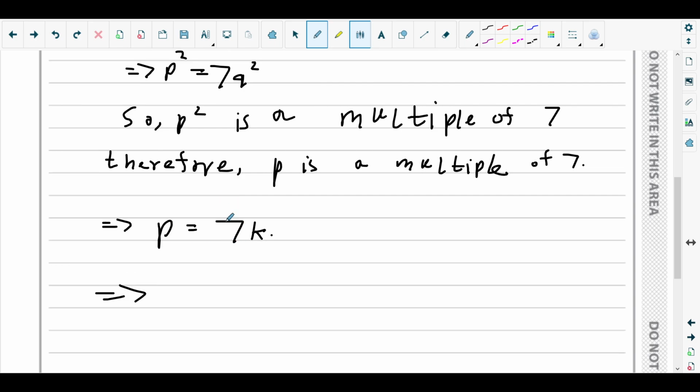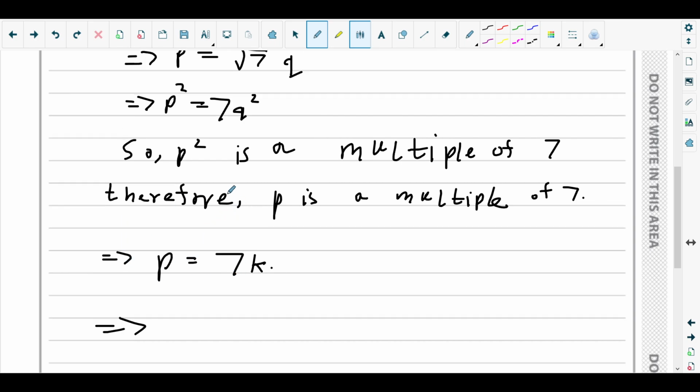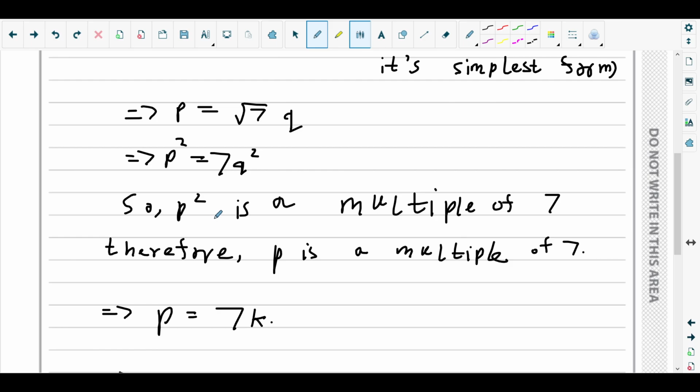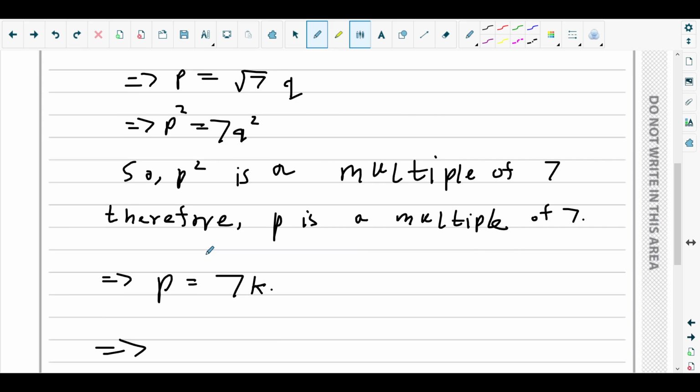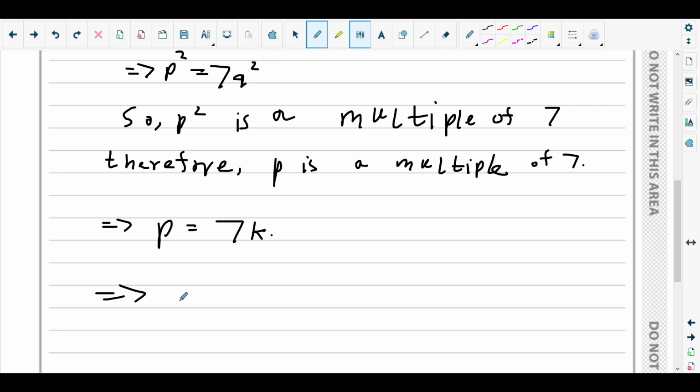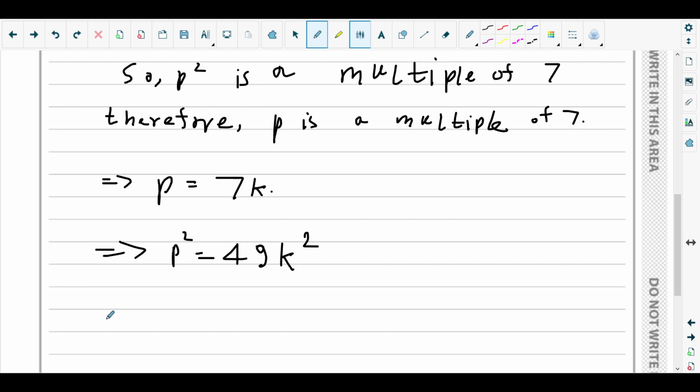Look, P equals 7K. We know that P equals square root of 7Q, right? Now if you square both sides, what will you get? P squared equals 49K squared, right? And we know that P squared equals 7Q squared, since I squared both sides.